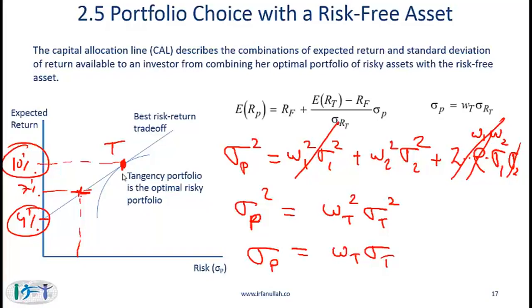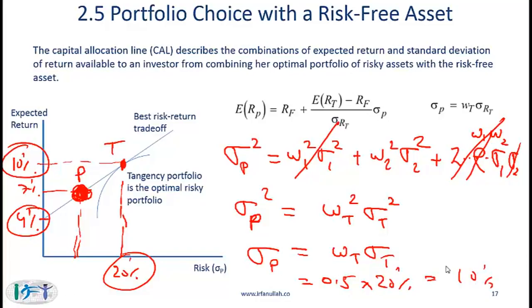Now, if the standard deviation of the tangency portfolio is 20%, and you create this portfolio over here that is 50% invested in the risk-free asset and 50% in the tangency portfolio, then what is the risk of that particular portfolio? Call this P. It is simply the weight times the risk of the tangency portfolio, which I said is 20%. So this is going to be 10%. It's a fairly straightforward calculation. Once you've understood this concept, then you can just remember the fact shown right here.